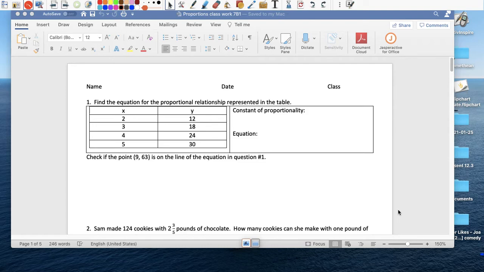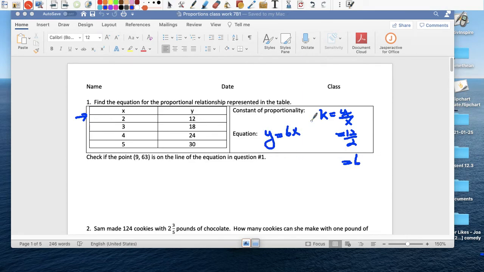All right, so constant proportionality. If we're asking for the constant proportionality, you can pick any point here: 2 and 12, 3 and 18, 4 and 24, 5 and 30. I'm just going to pick the easiest, which is the first one. So k equals y over x, which is 12 over 2, and my constant proportionality is 6. So therefore, my equation is y equals 6x.